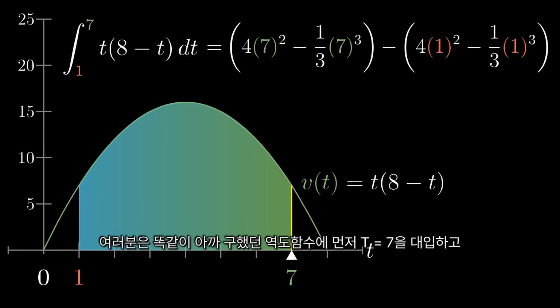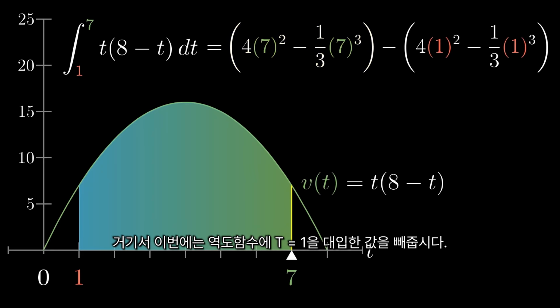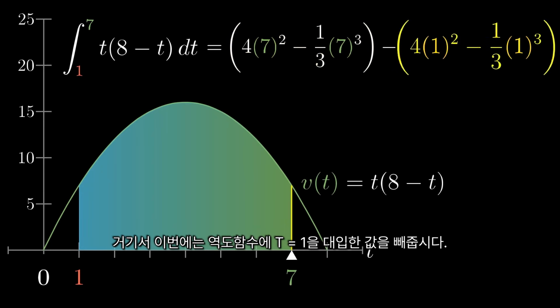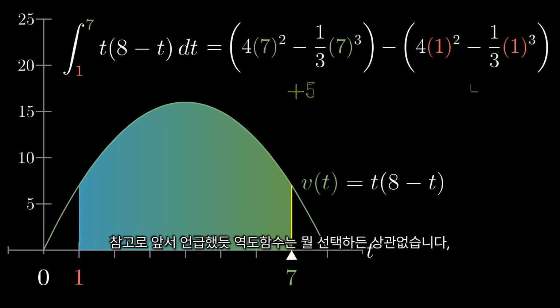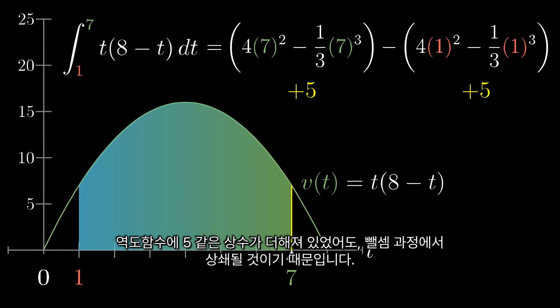What you do is evaluate the antiderivative we found at the top bound, 7, and then subtract off its value at that bottom bound, 1. And notice, by the way, it doesn't matter which antiderivative we chose here. If for some reason it had a constant added to it, like 5, that constant would just cancel out.